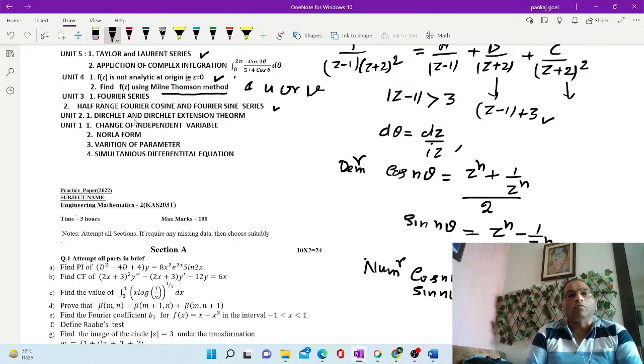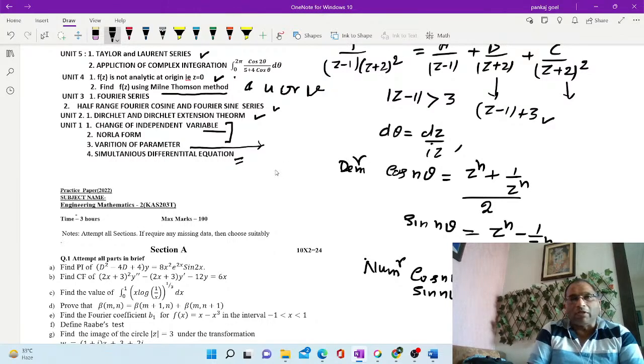In Unit 2, you can pick the topic Dirichlet and Dirichlet extension theorem. And Unit 1, the change of independent variable and normal form. Out of these two, I think only one question should be there. Variation of parameters, very important topic. One question should be there and simultaneous equations may be there. May or may not be there, right?